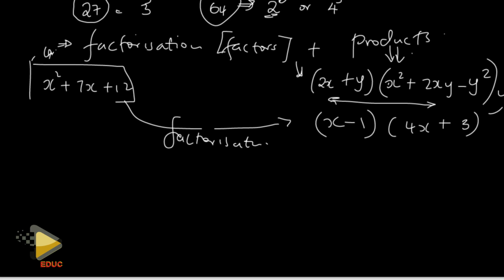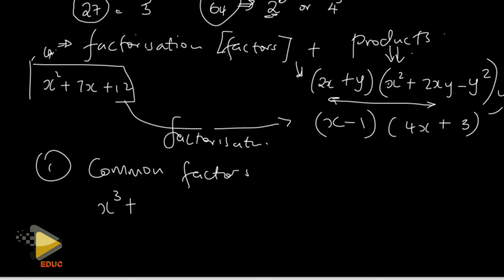Okay. Now, remember with factorization, we have the different methods. One, we have what we call the common factors. An example, if you have x cubed plus 3x, and then they want us to take out what is common, or to factorize. So we can see there's x. When you take that x out, you'll have left x squared plus 3, and then that is done. So this is straightforward, okay? And it's the first method of factorization.